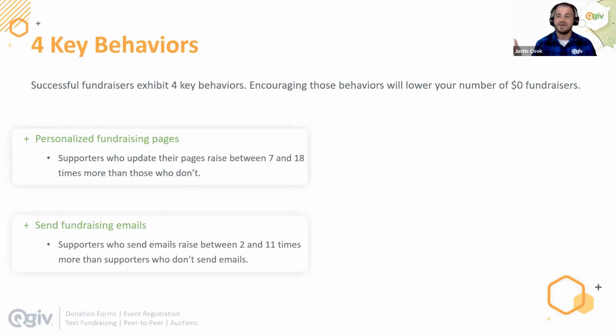The second, send fundraising emails. Supporters who send emails raise between 2 and 11 times more than supporters who don't send emails. And it sounds kind of crazy that sending emails has this big of an effect, but simply asking for a donation to a cause is always going to help. And we always talk about that in other best practices as well: make sure that you're asking and that your appeals are going out to all of your donors. A simple ask goes a long way.